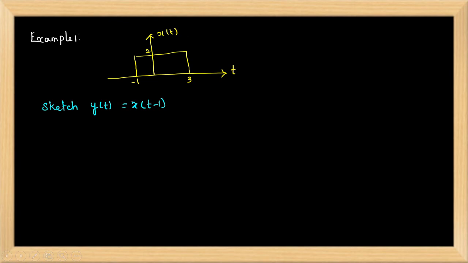Here x of t is given. We have to sketch the signal y of t equal to x of t minus 1. Here t naught is positive 1 second. That means we are going to shift towards right by 1 second, which delays the signal. So our new signal y of t will be like this. It will start from the origin up to 4. We can note here that there is no change in the amplitude of the signal. Only we are shifting the time value.